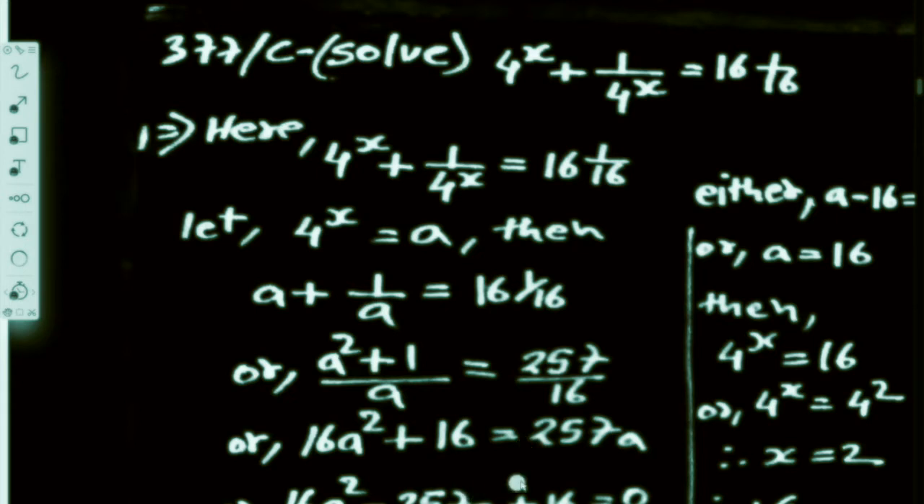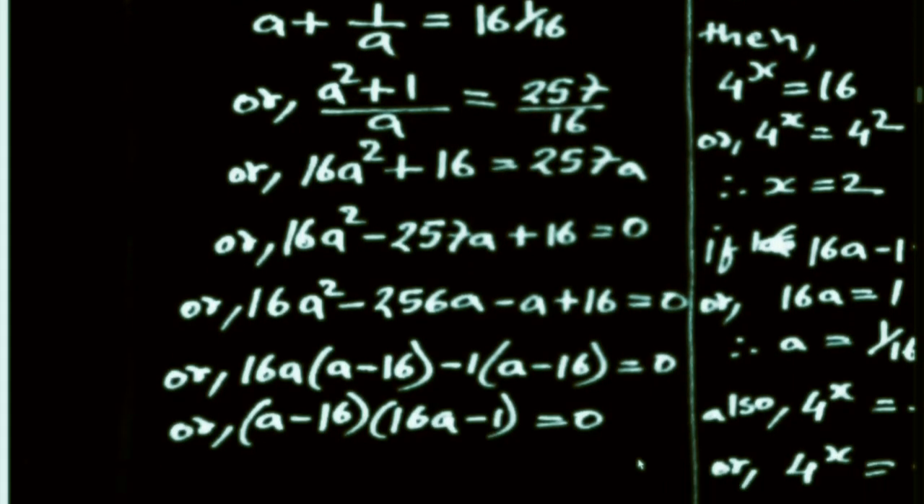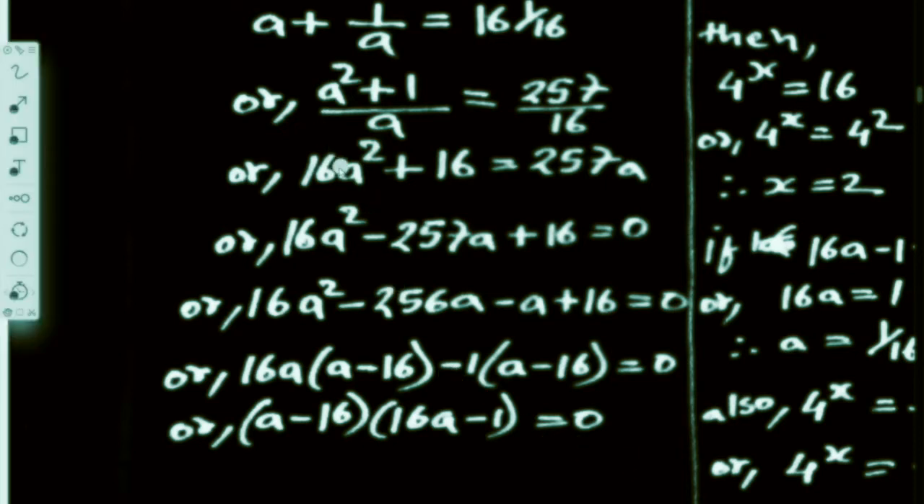To get the value of a, we have to see more. Now 16 a squared plus 16 equals 257 a, or 16 a squared minus 257 a plus 16 equals 0. This 257 a has been taken to one side, and when the side is changed, the plus symbol should be changed into minus and minus into plus. So 257 a has been kept here in the form of minus: 16 a squared minus 257 a plus 16 equals 0.